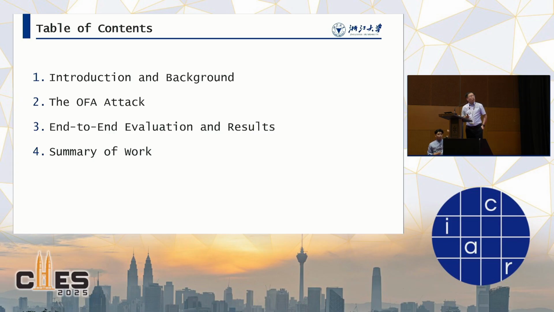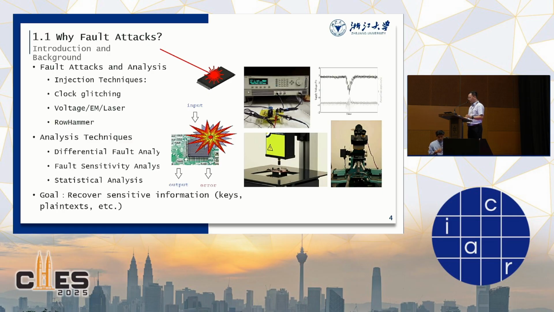So here is the outline. We do the background, and I will talk about the attack, the details, and some experiments, and also the summary. So first, the introduction. Fault attacks are very important in the area of implementation, or cryptographic engineering. They introduce hardware faults in order to get the secrets of the ciphers that are running on it.